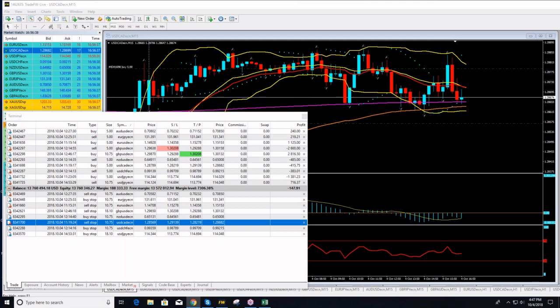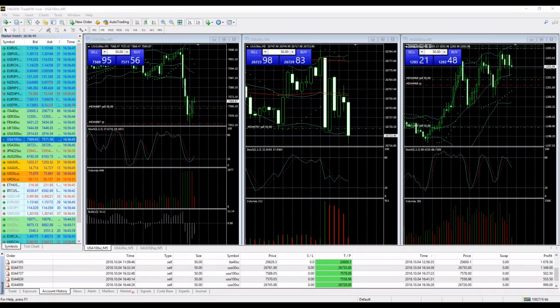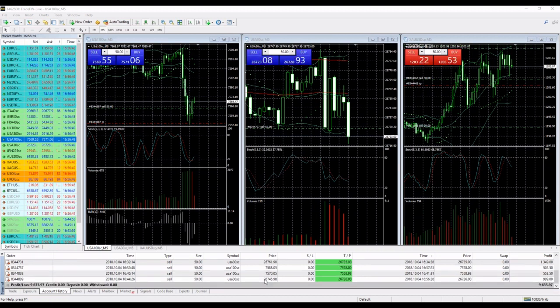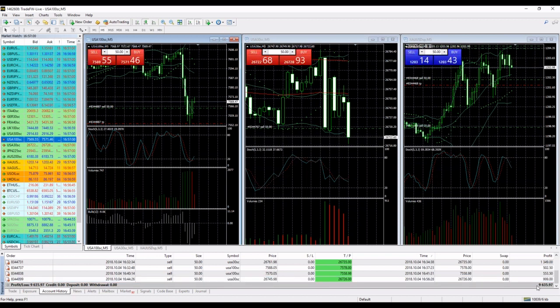So guys, we have another ching ching here. US 30 just hit our take profit with $999. Here we go. For this trade, 12 minutes, and we increased our profits to $9,635. And there we go.